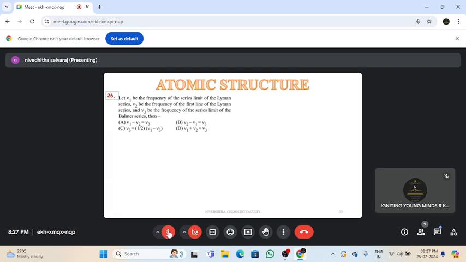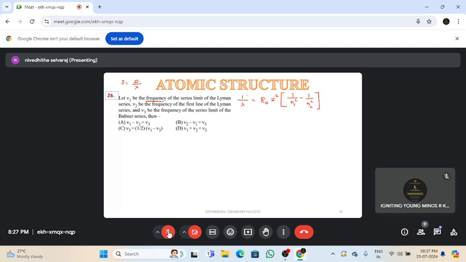So in hydrogen spectrum, we'll be using only one formula, which is 1 by lambda equal to Rydberg constant into Z square into 1 by n1 square minus 1 by n2 square. But here they're asking us to calculate the frequency. So this 1 by lambda should be written in terms of frequency. How to convert 1 by lambda into frequency? Basically, nu is equal to c by lambda, right?